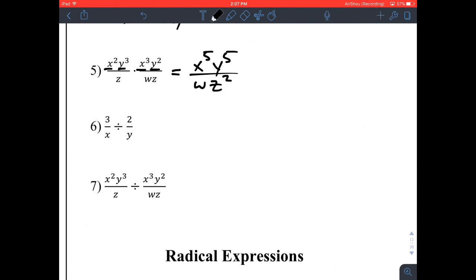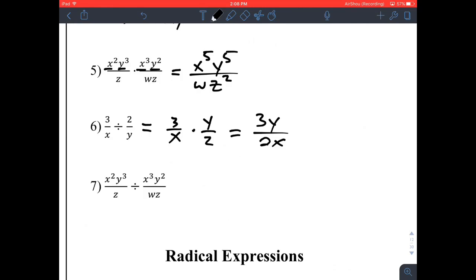Number 6, when you're dividing a fraction by a fraction, you can instead multiply the first fraction by the reciprocal of the second fraction. Reciprocal means you make the top the bottom and the bottom the top. Now this is just going to be multiplying two fractions, which is 3y over 2x.